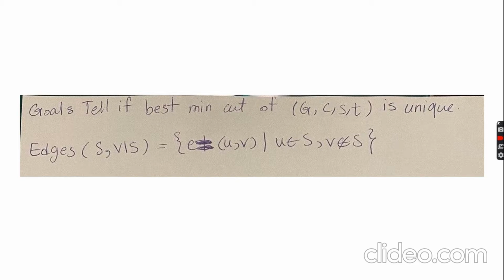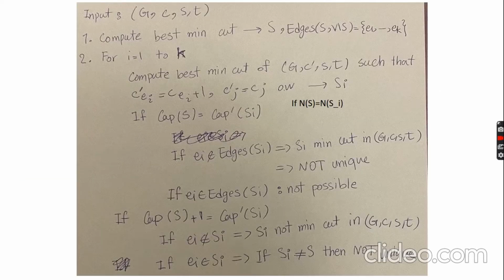Now for easier notation, we'll define this here. We call edges of a cut the edges that are between them, like the edges which go from S to V except S. Okay. Now, I will first describe the algorithm, and then we'll take a look at the correctness proof. This solution, this pseudocode that I've written here, is both the algorithm and the proof. We'll see. So this is the idea.